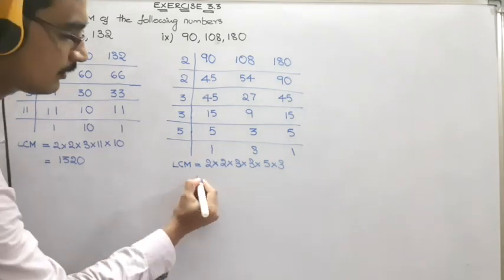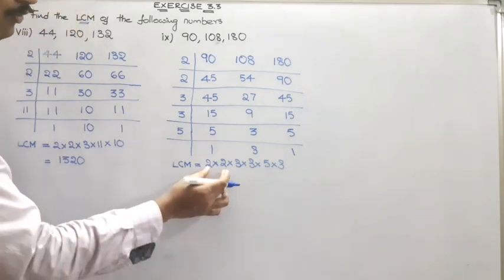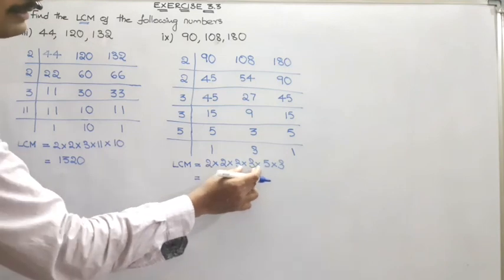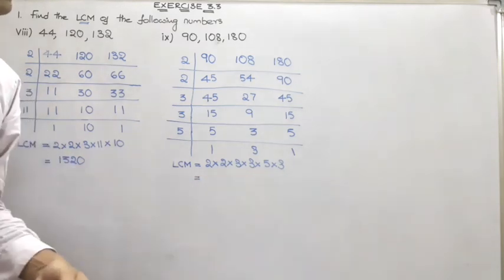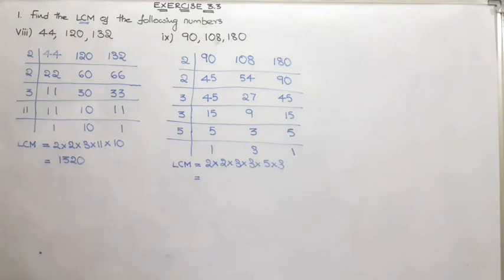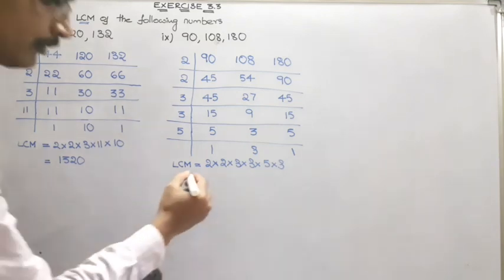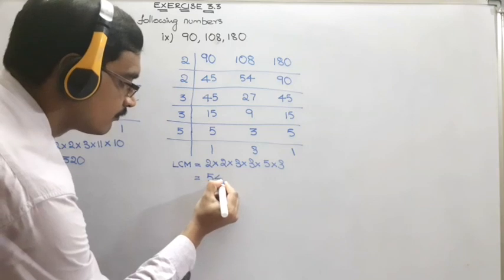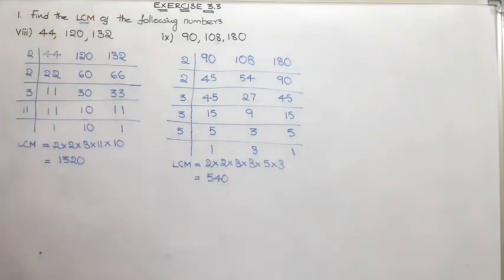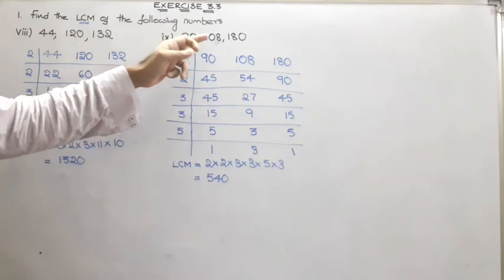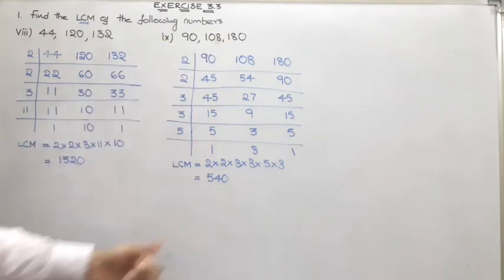Okay, so let us check. 4 9s are 36, 36 into 3, so 3 6s are 18. The total is going to be 540. You have to do the multiplication in the rough work, children. There is no other alternative, so we have to do it. So the LCM of 90, 108 and 180 is equal to 540.